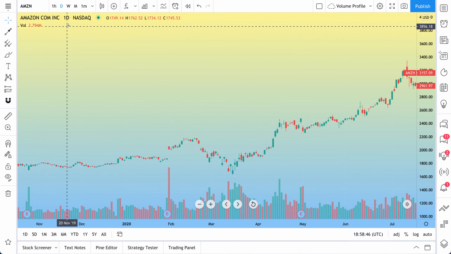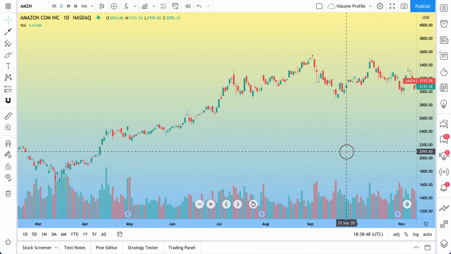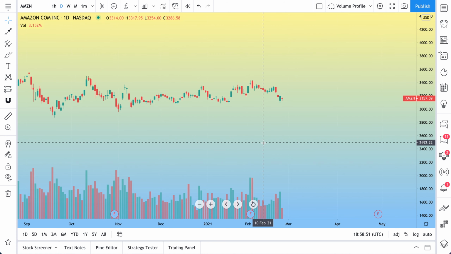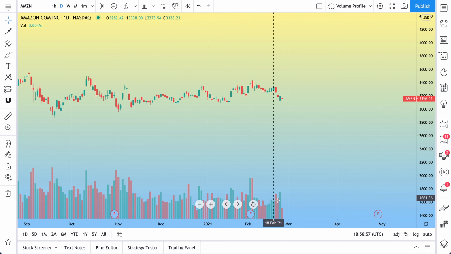Now, a few more really important tips about volume are as follows. Always remember that the volume you're looking at is related to your time interval. So right now, this is a daily chart.